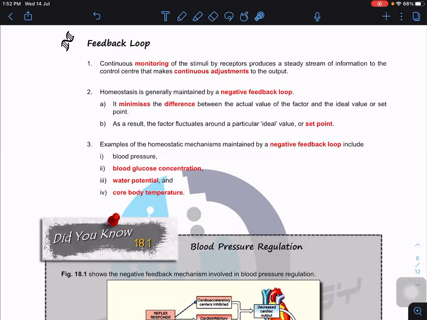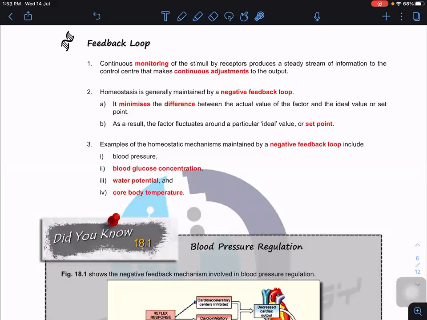So the receptor has two functions here. The receptor has to detect any changes and then send the input to the control center. Okay, so it minimizes the differences from the actual value if we use a negative feedback loop. It means that the factor is going to fluctuate around a particular ideal value, which we know as a set point. So it's not really a value, but it's a range.